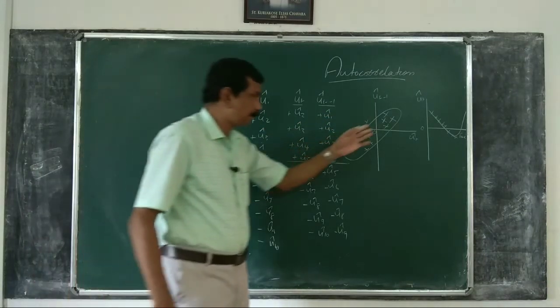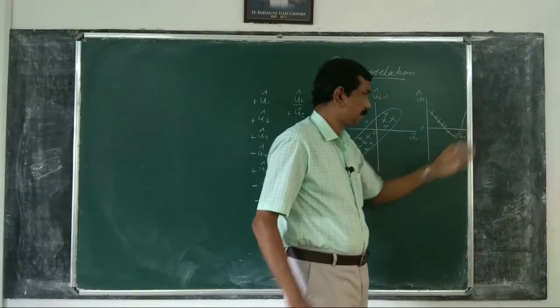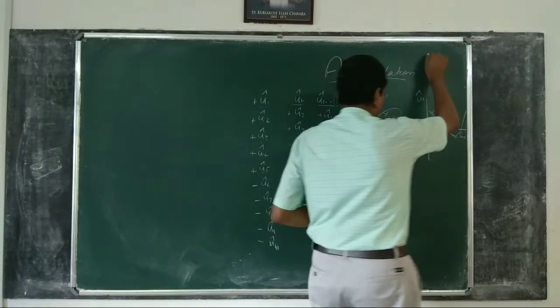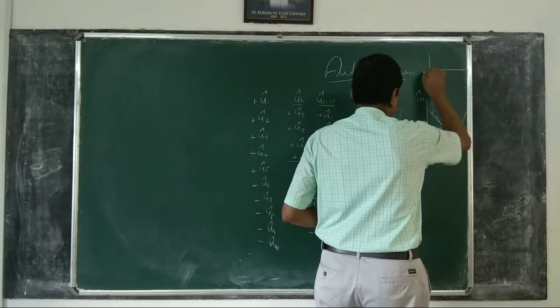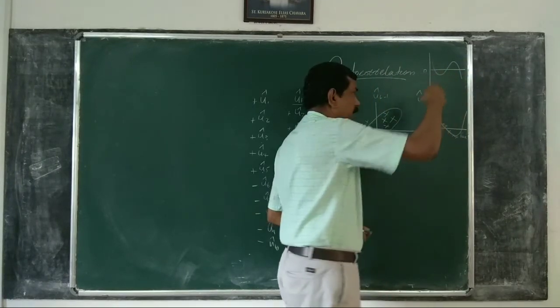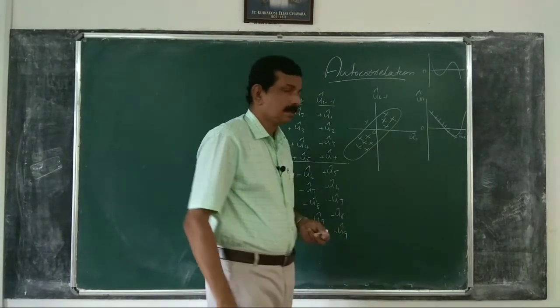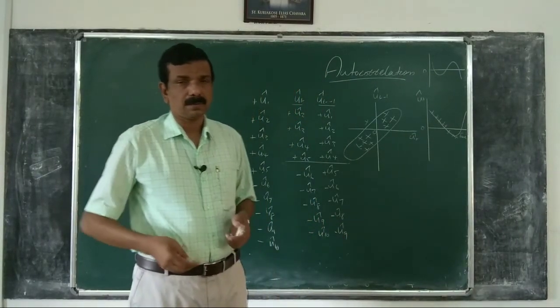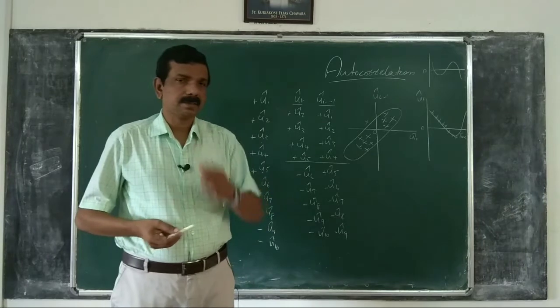If you plot u hat t against time, you will get a pattern like this: many positive followed by many negative, again many positive followed by many negative, like that.